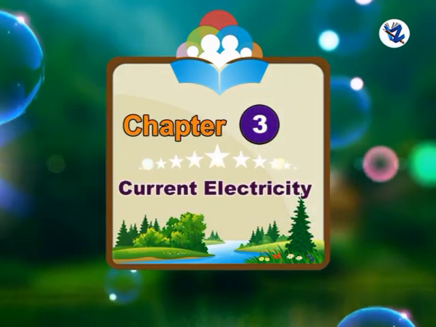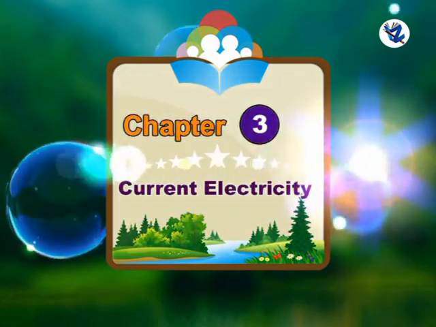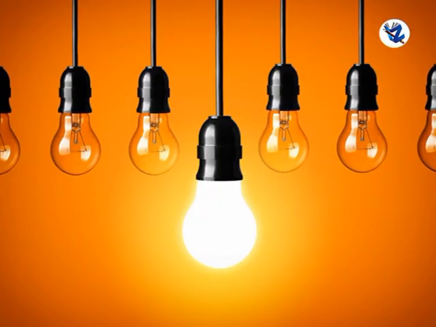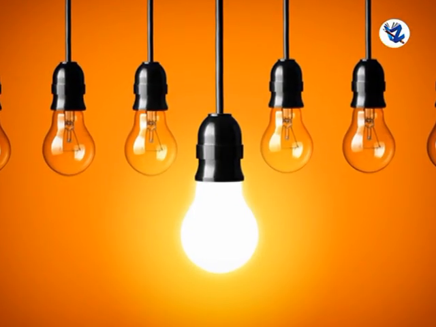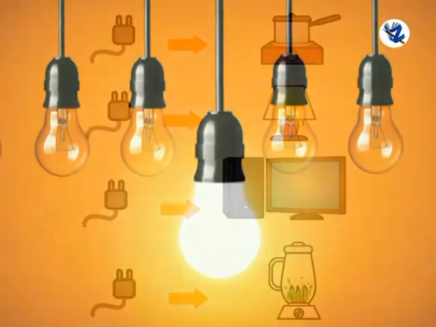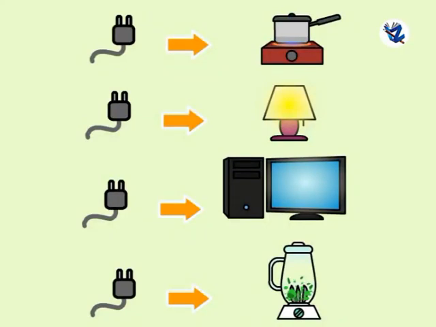Chapter 3. Current Electricity. Electricity is of utmost importance in the modern world, for you also and for we also. We depend on it for almost everything in our day-to-day life.